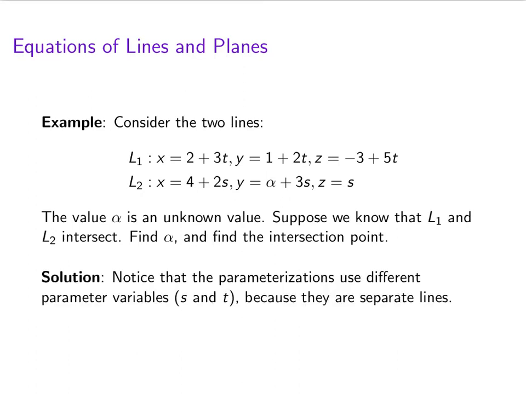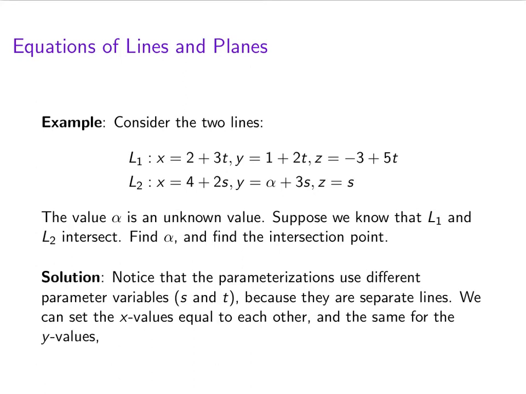Now let's notice that these two lines have different parameter variables. Because they're separate lines, we really can't use the same parameter for both lines. It wouldn't make any sense to do that. So we can set the x values equal to each other, and the same for the y values, and the z values.